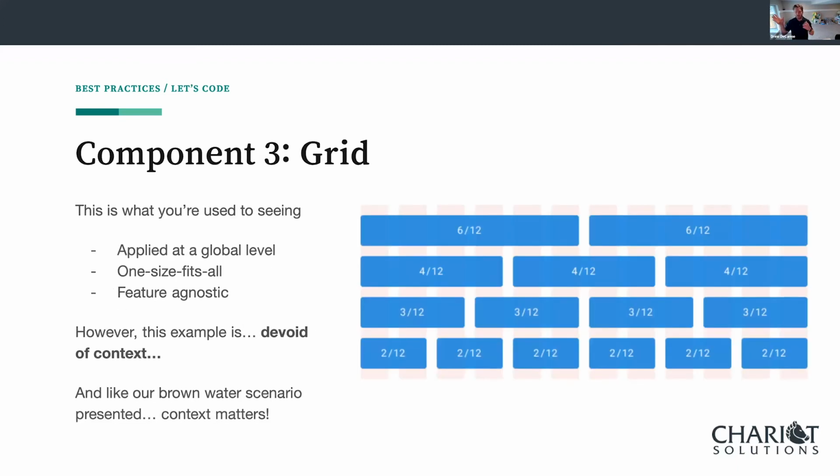So like I said before, this is what we're used to seeing. It's applied at the global level. One size fits all. You can maneuver it any way you want. It's feature agnostic. It doesn't matter where you put it. But again, this is devoid of context. In the great webosphere, having a 16-point grid for responsive design is awesome, and you can do a lot with it. But using this devoid of context and trying to square peg round hole it inside of your application is going to bring you into lots of problems.